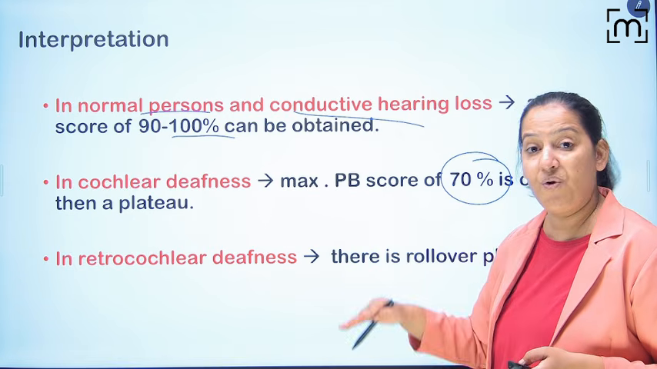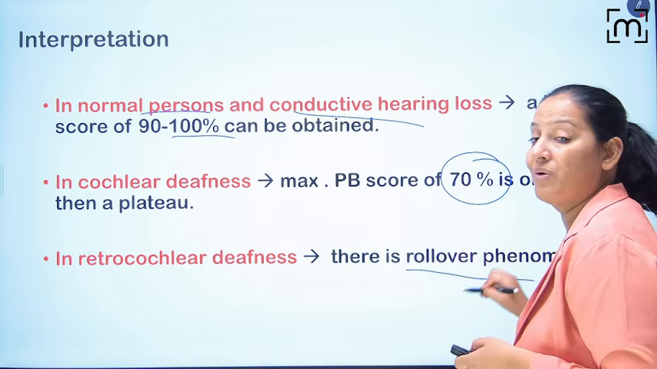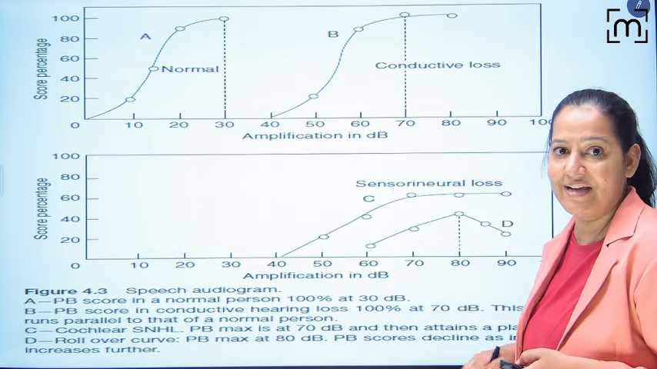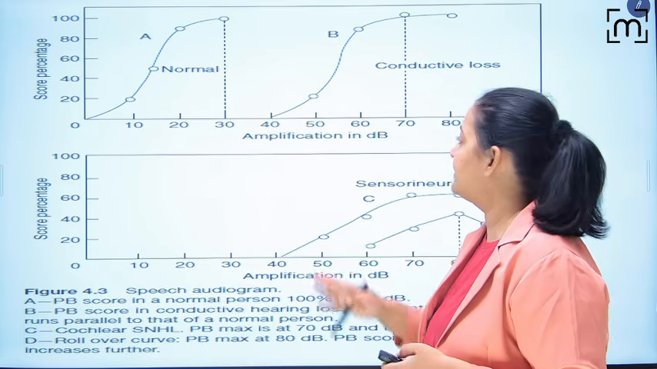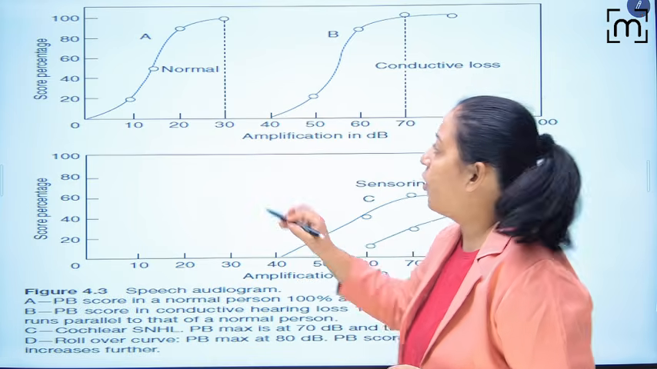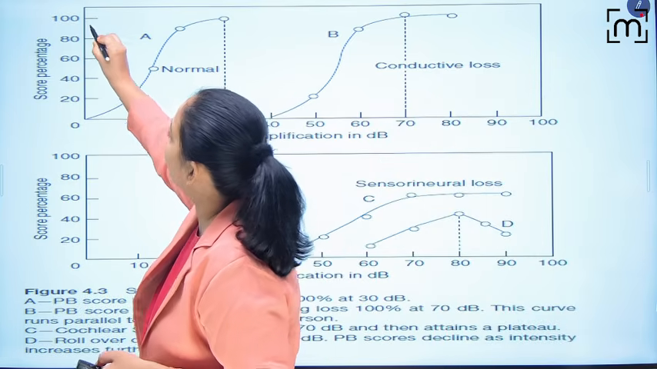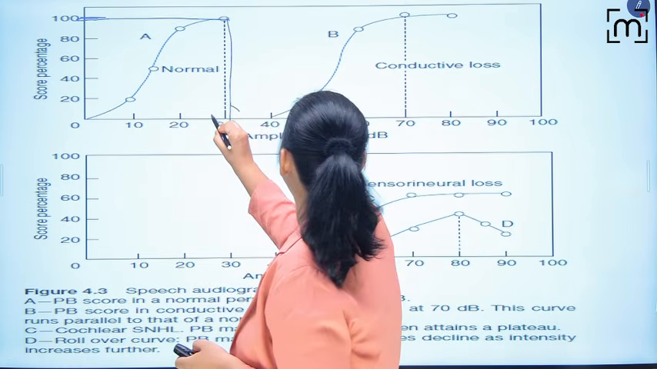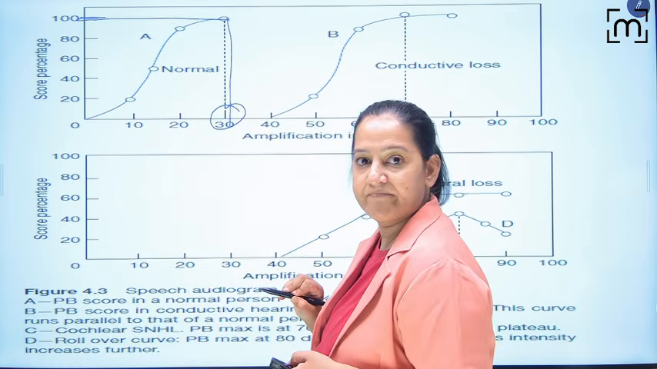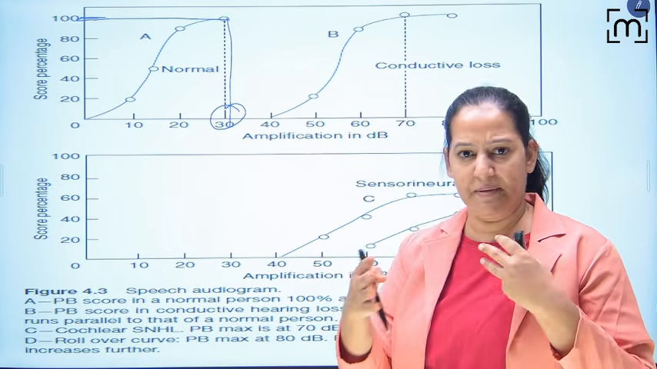And in retrocochlear deafness, there is a phenomenon known as the rollover phenomenon. It's difficult. I will try. You can see the graphs over here. Let me show you the graph. Can you see this graph? Normally, a person is repeating 100% of the words at just 30 decibel. 30 decibel is normal intensity.